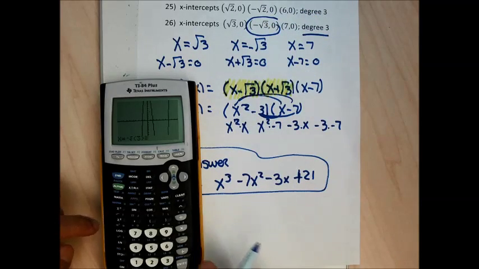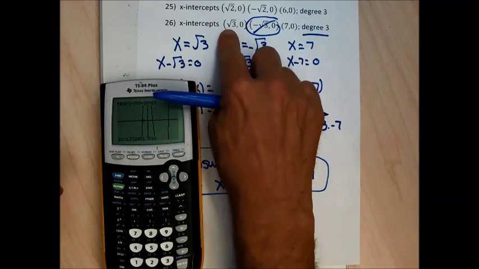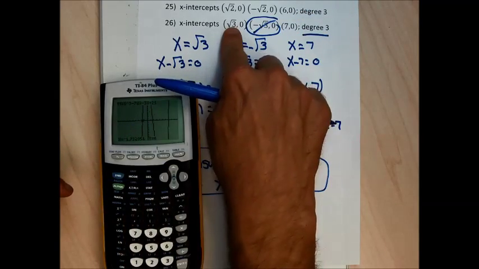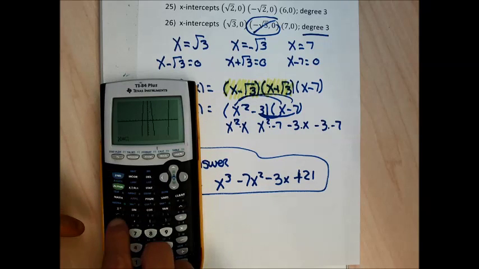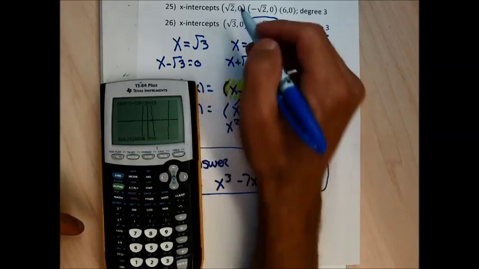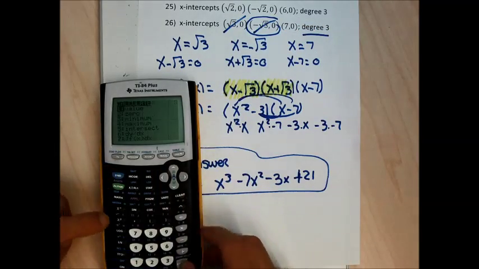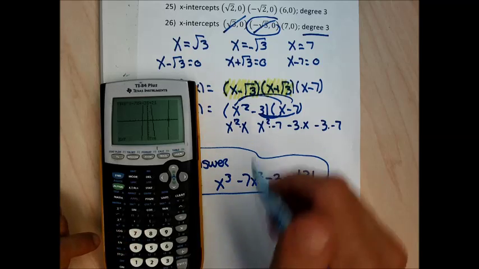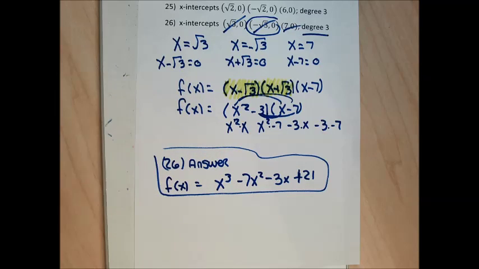When I hit enter, I better see 0, which I do, so that one's good. Now let me check this one. That's actually that one there. Let me check that one next by going second calc value square root of 3, and when I hit enter, if I get 0, I feel good about that one. Last one, second calc, value, type 7, and I get 0. So I've checked to make sure all 3 of those are actually x-intercepts. I know my answer is correct.